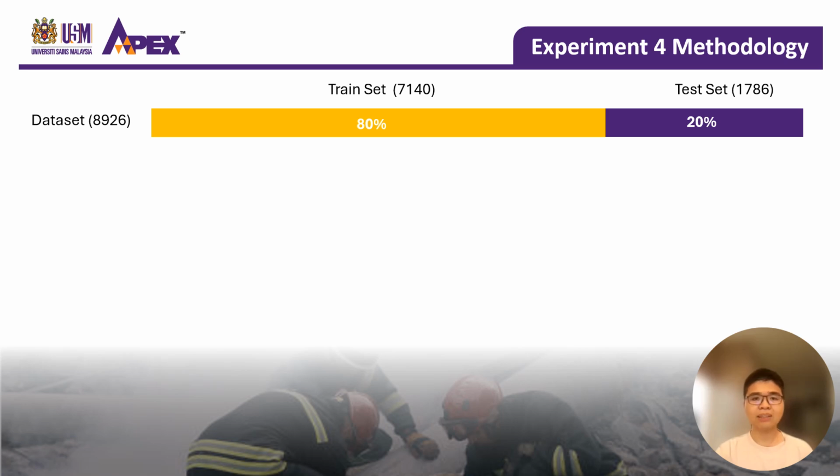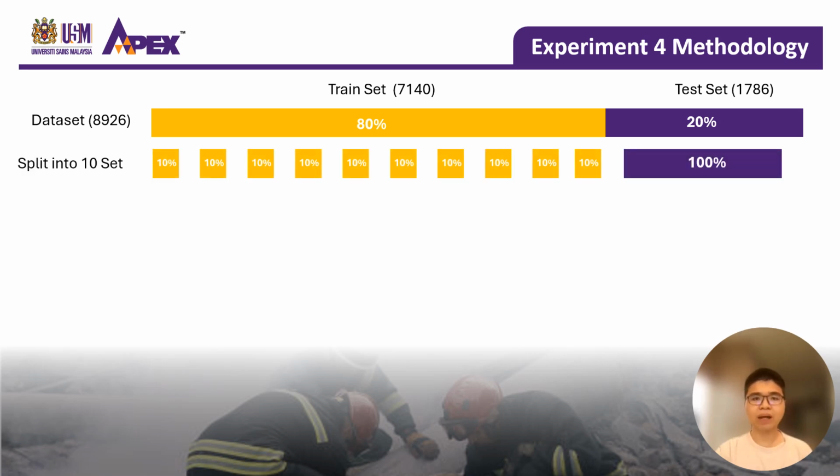For our data sets, we have 8926 rows. First, we need to split into two sets: one is a training set, one is a test set. The training set contains 80%, which is 7140 rows, and the test set has 1786 rows.